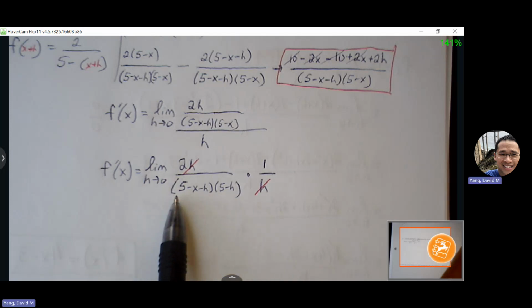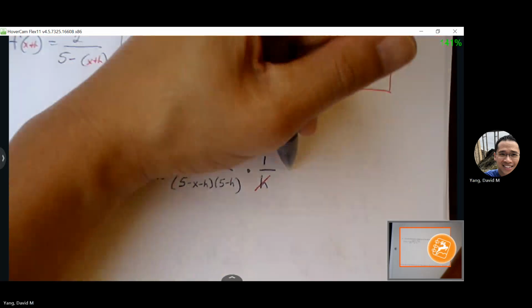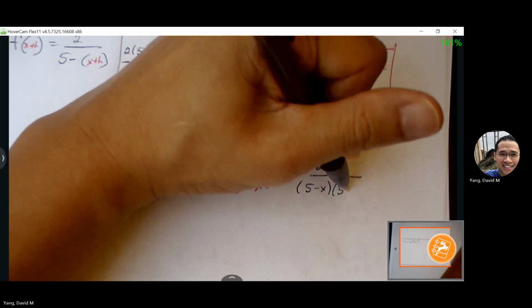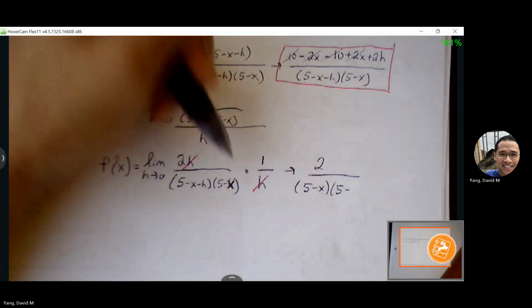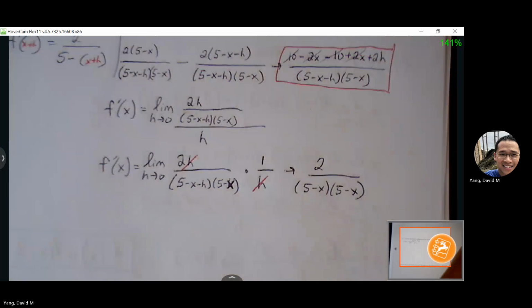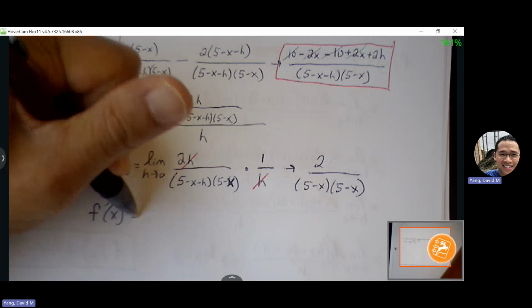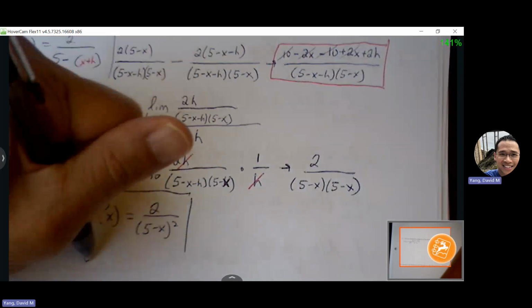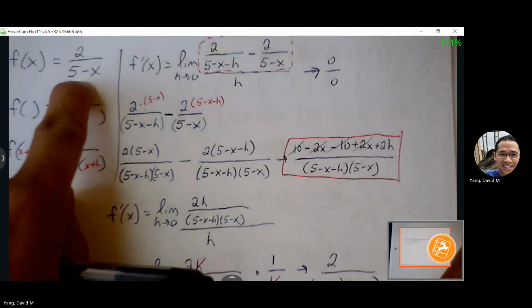Now what's our final step? Yeah, plug in what? 0 for h, yeah. Sorry, this is x here, not h. So my f prime is 2 over 5 minus x squared. So this is going to do the job of describing how this original function is behaving in its slope.